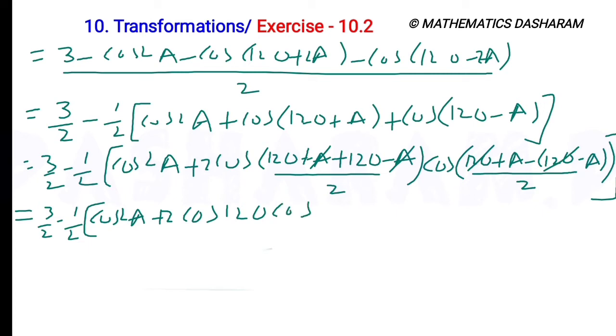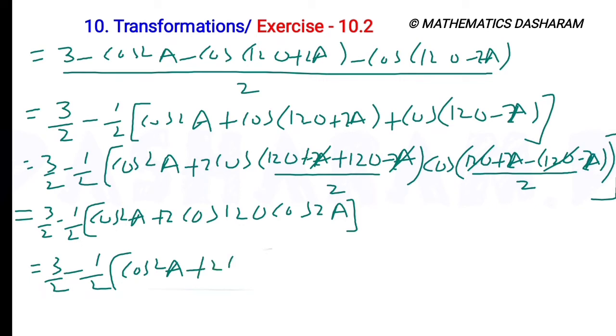Sorry, actually here 2A, here also 2A, so 2A plus 2A is 4A, 4A by 2 is 2A. Now it equals 3/2 minus 1/2 bracket of cos 2A plus 2 into cos 120, which we can write as 90 + 30 degrees, into cos 2A.